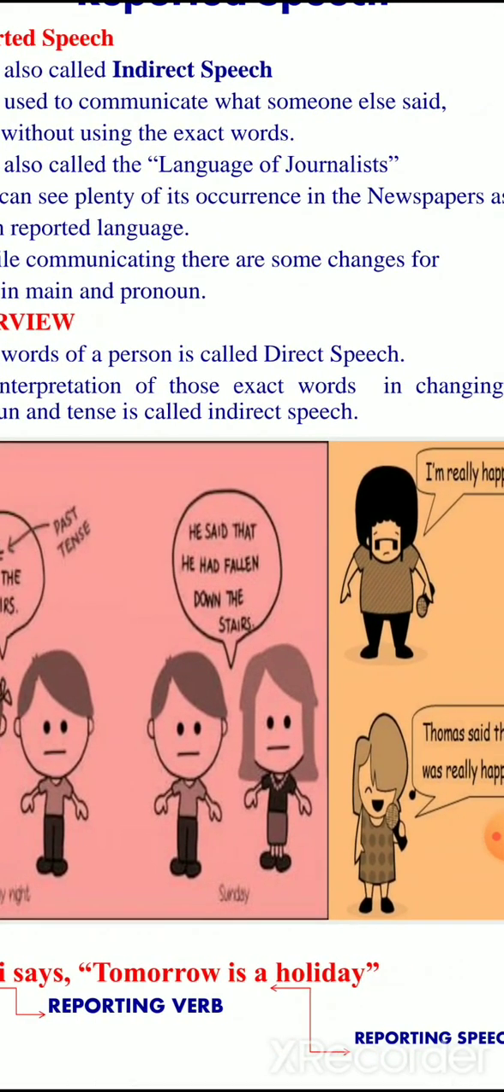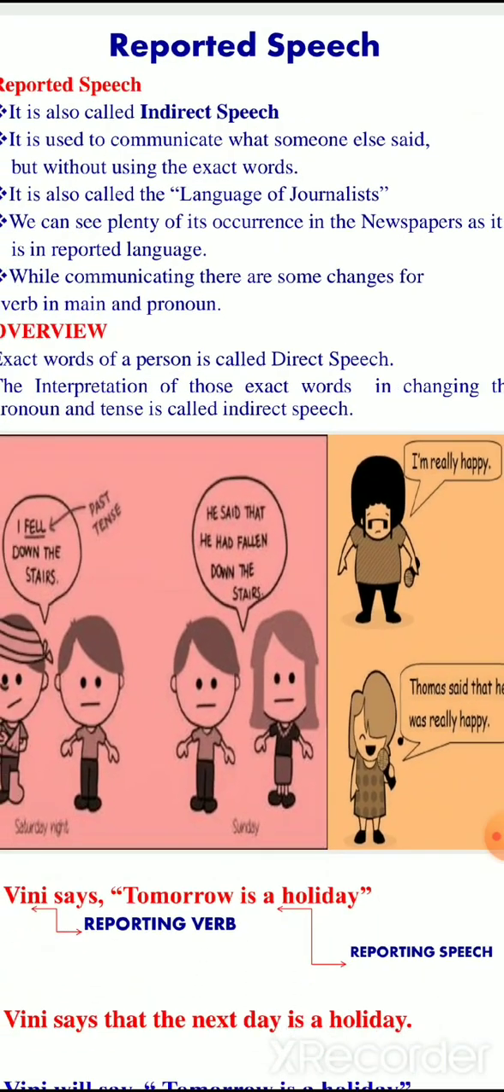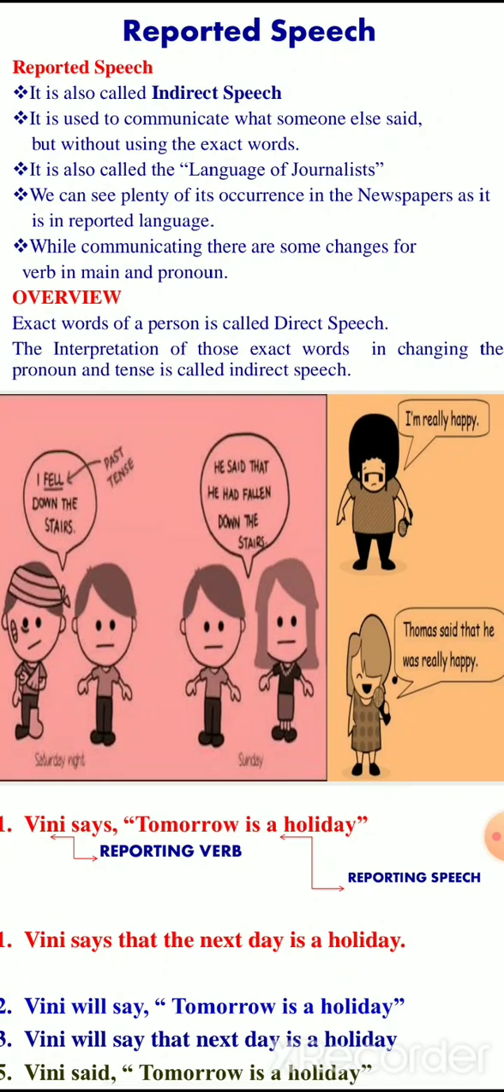When you see any article in newspapers, you can find these tenses. It had happened 10 minutes ago, the accident has happened, the motorist fled from there, and the driver had a narrow escape, like that. We have been seeing reported language. So while communicating, there are some changes. The main thing is that you have to change the verb and also the pronoun.